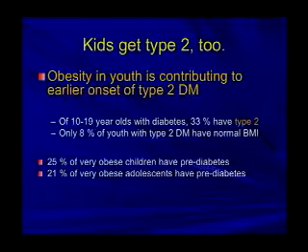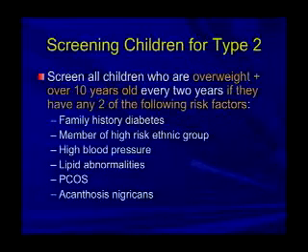And if you went back 50 or 60 years, it would be an anomaly to see a child with type 2 diabetes. The obesity in youth is contributing to this. If we screen all the obese children and adolescents, we're finding almost 1 in 4 already have pre-diabetes at those young ages. So screen children who are overweight and who are over 10 years old.